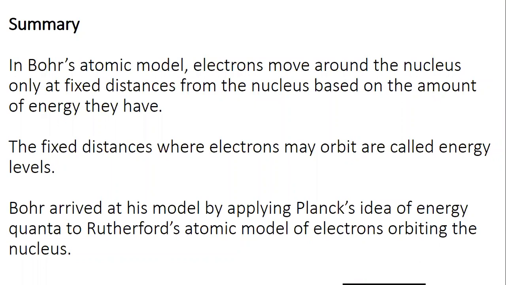Summary. In Bohr's atomic model, electrons move around the nucleus only at fixed distances from the nucleus based on the amount of energy they have. The fixed distances where electrons may orbit are called energy levels. Bohr arrived at his model by applying Planck's idea of energy quanta to Rutherford's atomic model of electrons orbiting the nucleus.